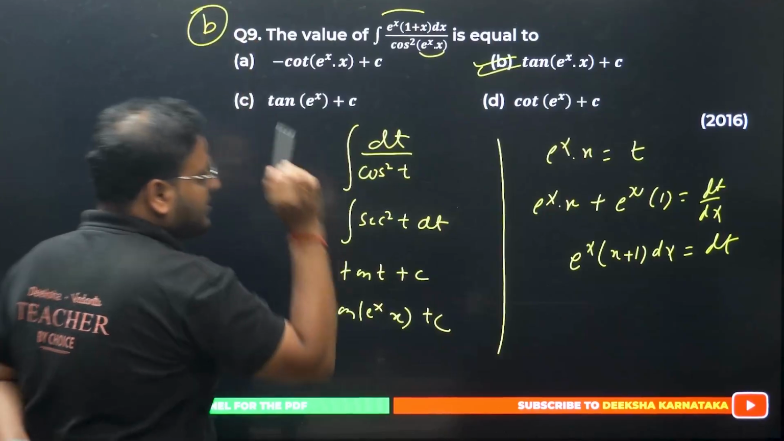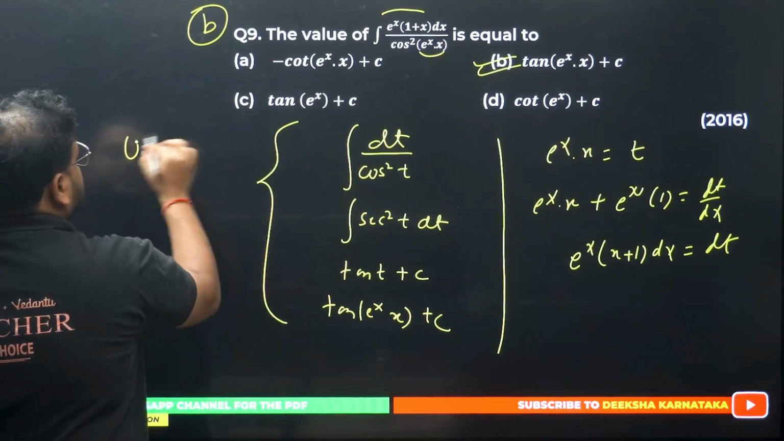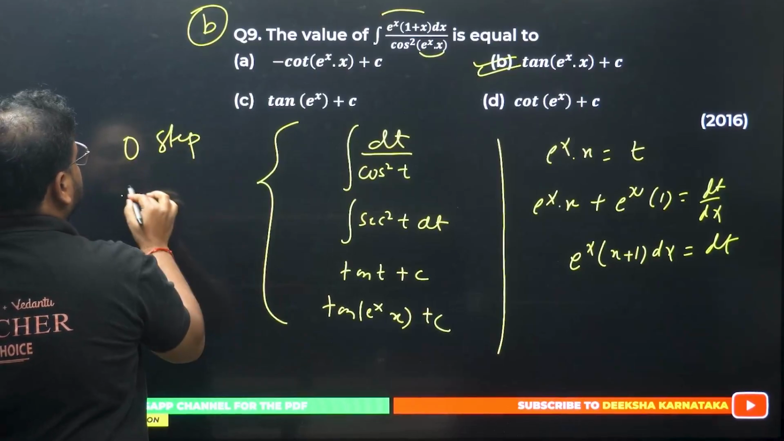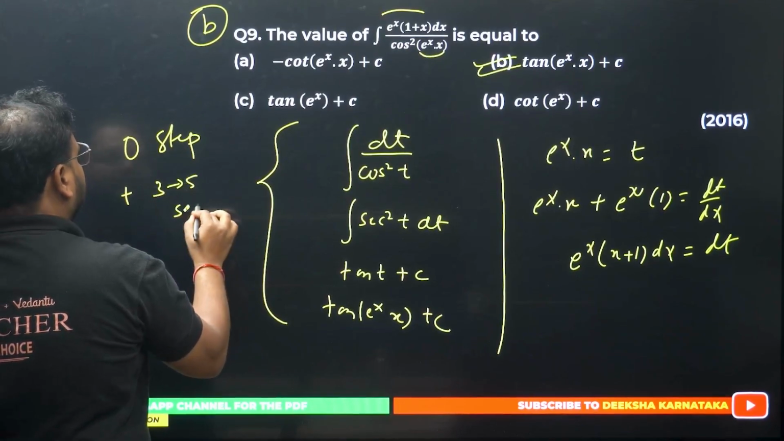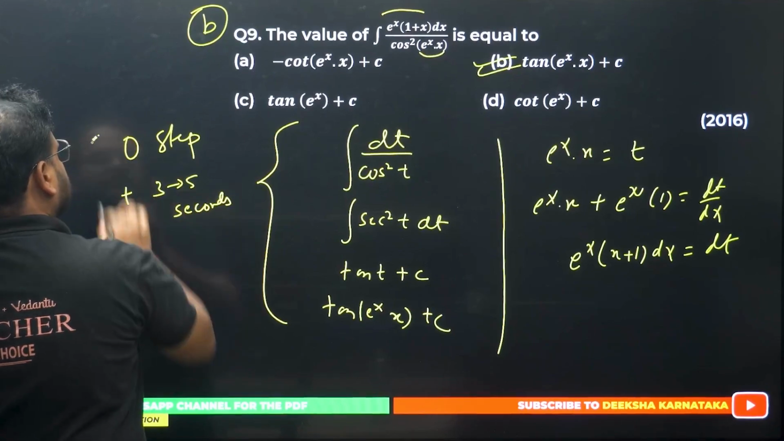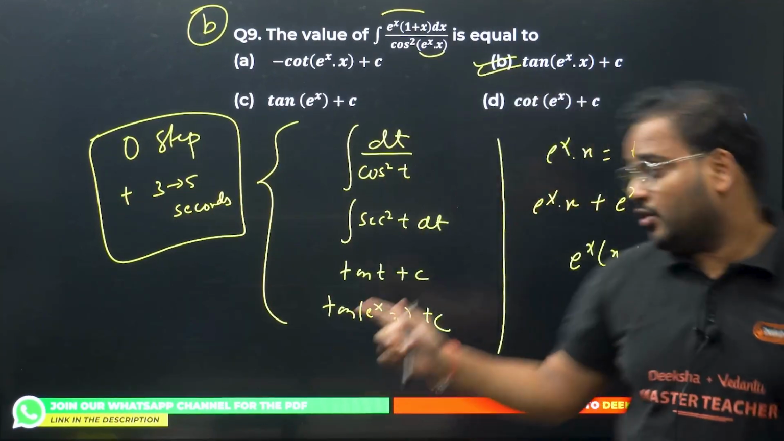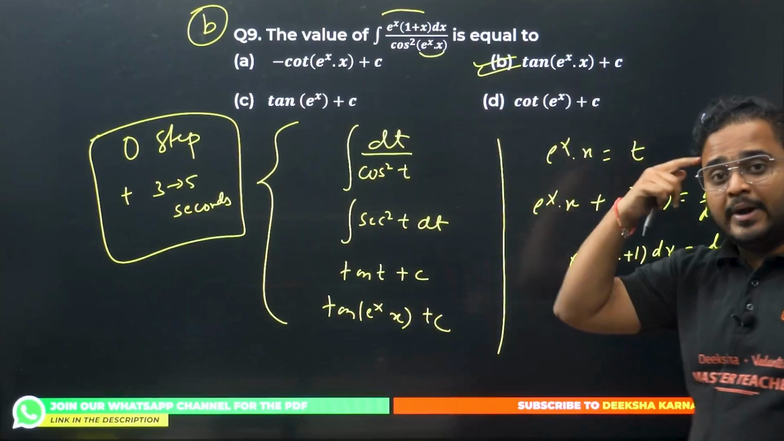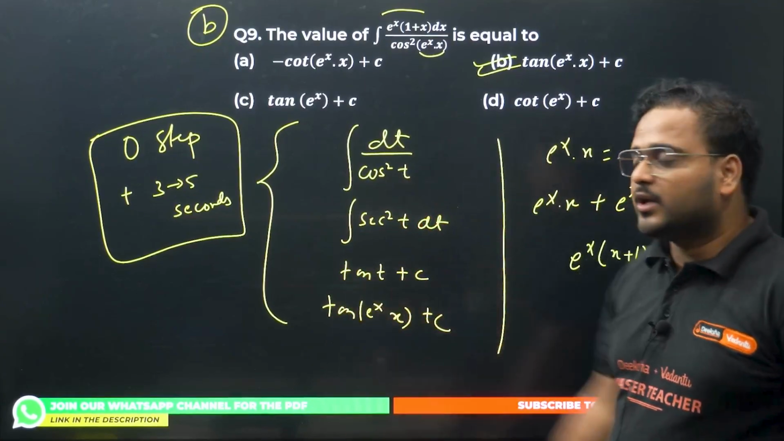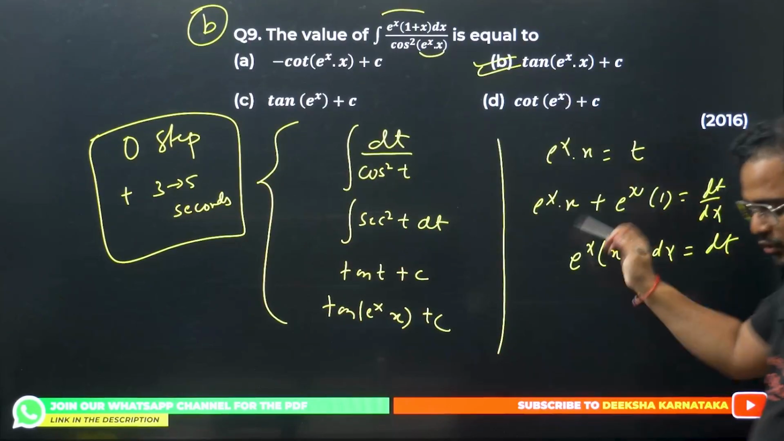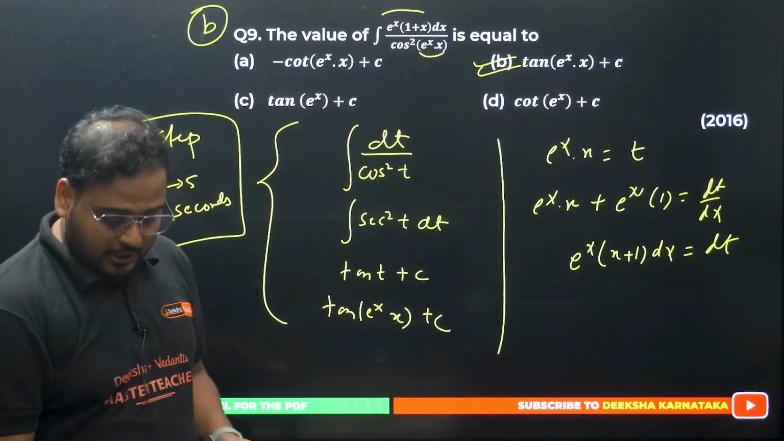Again, this is a 0-step question. After practice, it's 0 steps plus 3 to 5 seconds. That's your question. 0 steps. You cannot write these. This is in your mind. You know what is 1 by cos square. You know what is the integration of sec square. Okay, you know all of this. You cannot do the writing of all of this. It'll take too much time. You got to build yourself.